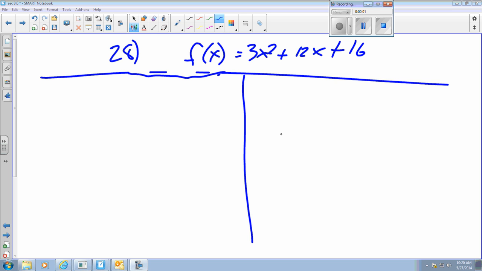We are on section 8.6, the last day before the test. We're going to do some finding the vertices, x-intercepts, y-intercepts, and we're going to say if it opens up or down. Let's start with this first one.